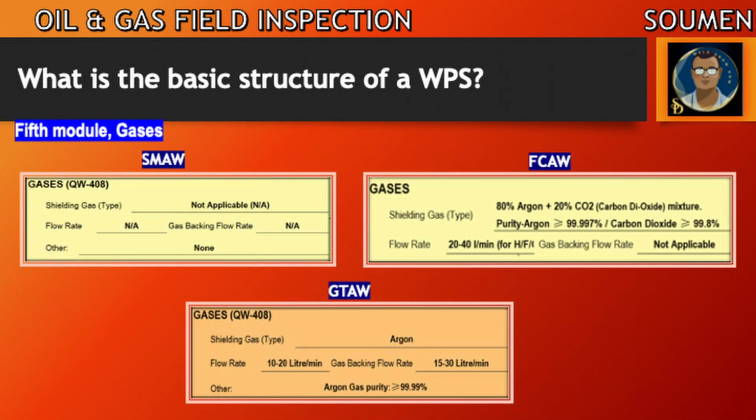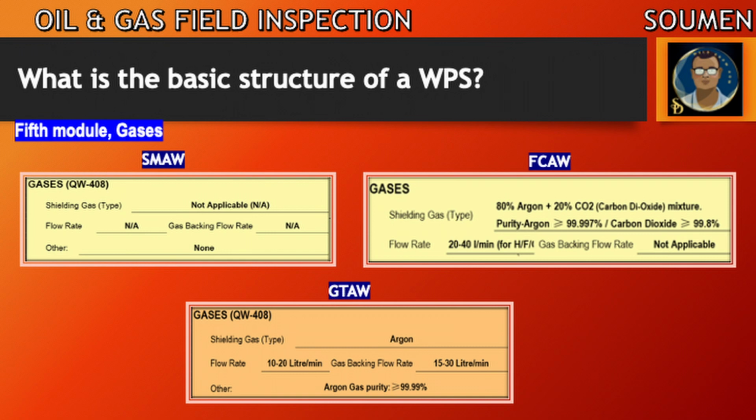Fifth module is gas. For SMAW, gas is not applicable, but I give you three examples here. For SMAW, the table will look like this. Shielding gas is not applicable, flow rate, everything not applicable. FCAW is flux-cored arc welding, which is used in pipeline, automatic welding, or fabrication also, where a mixture of gases, 80% argon and 20% carbon dioxide, is being used. Purity of argon is 99.997%, carbon dioxide purity is 99.8%, where the flow rate has to be mentioned, 20 to 40 liters per minute for hot pass, filling and capping. Gas backing flow rate is not applicable because no backing is required.